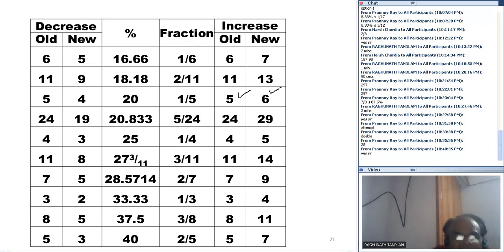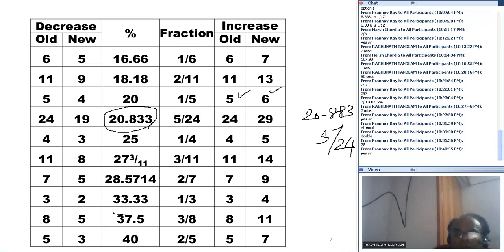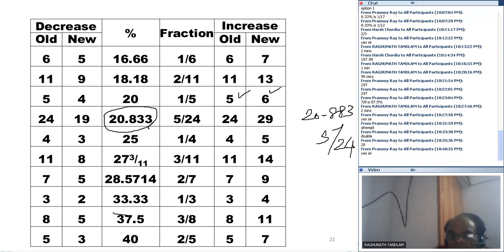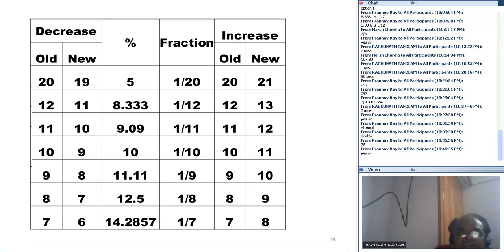Remember that this comes in CAT quite often. 20.833%. What is 20.833% as a fraction? 5 by 24. If I have these things in advance, we can easily do that. We can solve many questions like this if you understand how percentages become fractions and how fractions become percentages. If you do speed maths, you have to look at how to convert a percentage into a fraction and a fraction into a percentage, then do the questions.